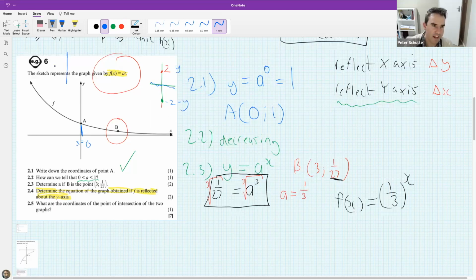If I wanted to reflect a point over the y-axis, so let's say I had the point over here, 3, and I wanted to reflect over the y-axis, you'd have no problem telling me that the x value should be -3 on the other side. So if you ever forget this rule, just think about the points. So for 2.4, if you reflected over the y-axis, you change the sign in front of the x, and you should get f of x equals 1/3 to the power of -x.